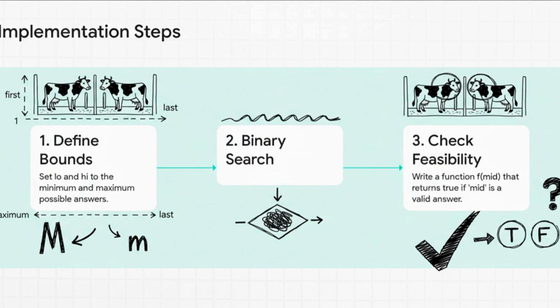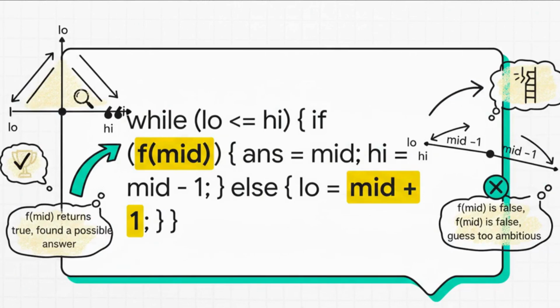And step 3, this is the heart of it. You write a little helper function. This function takes your guess, or mid, and just returns true or false. For the cows, you just greedily try to place them. You stick one at the start, then walk down the line and place the next one as soon as you find a stall that meets your distance guess. If you can place all the cows, it returns true. And here's what that looks like in code.